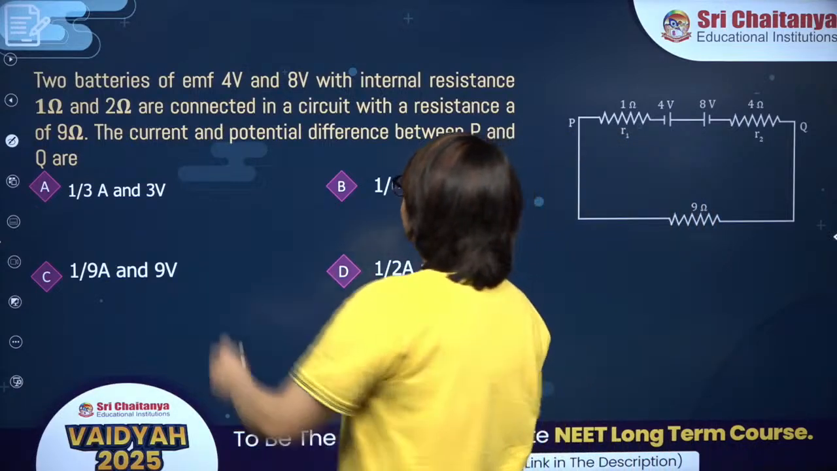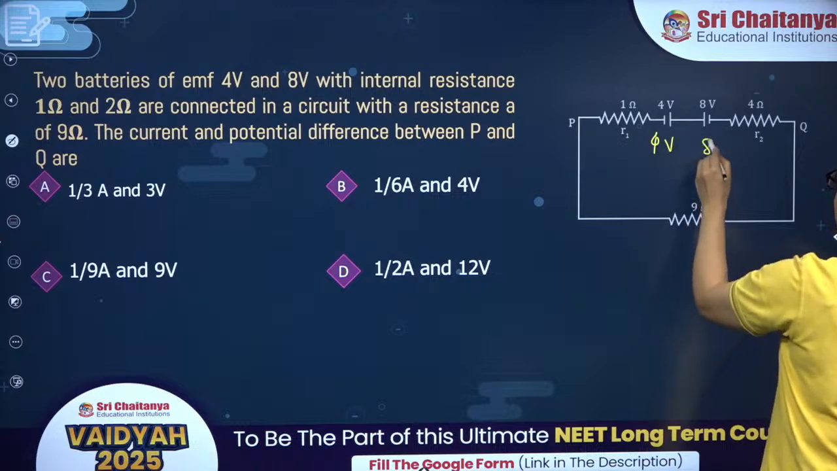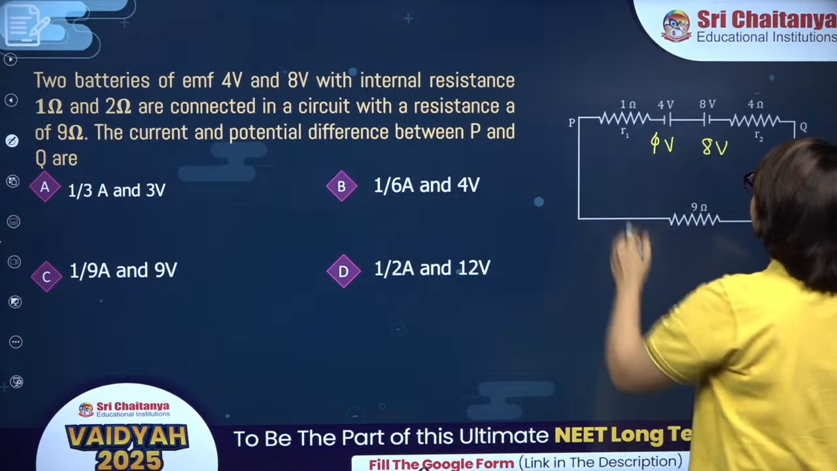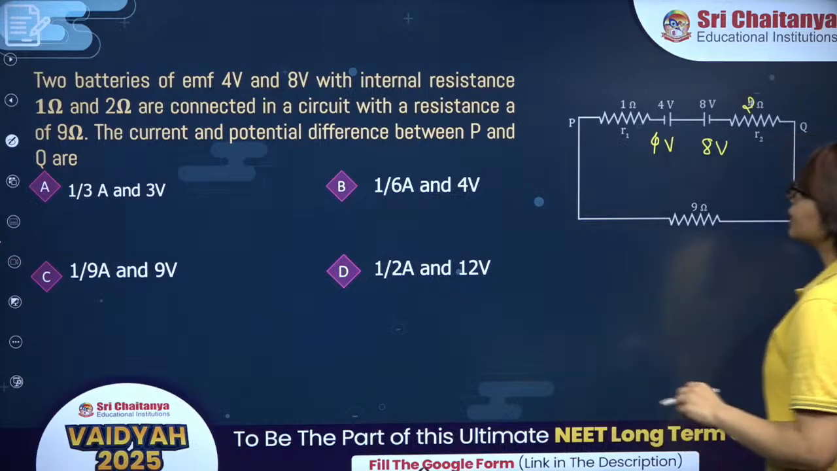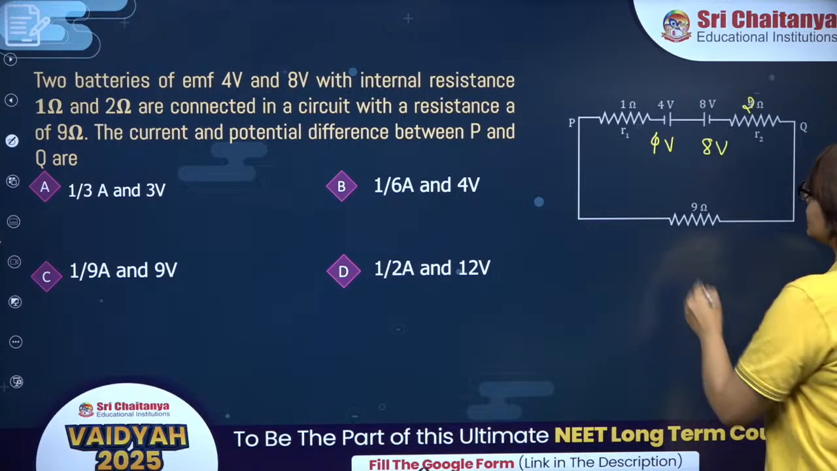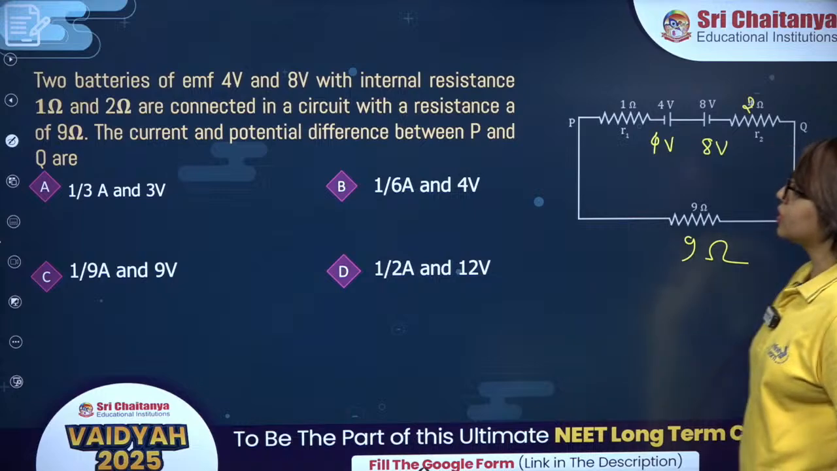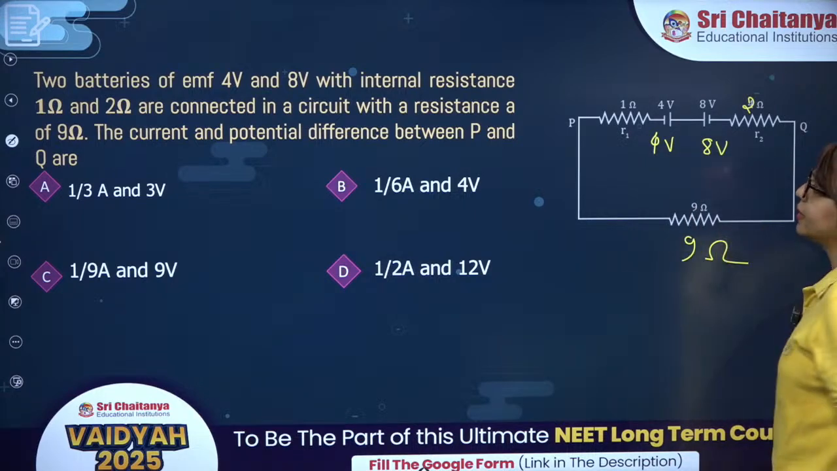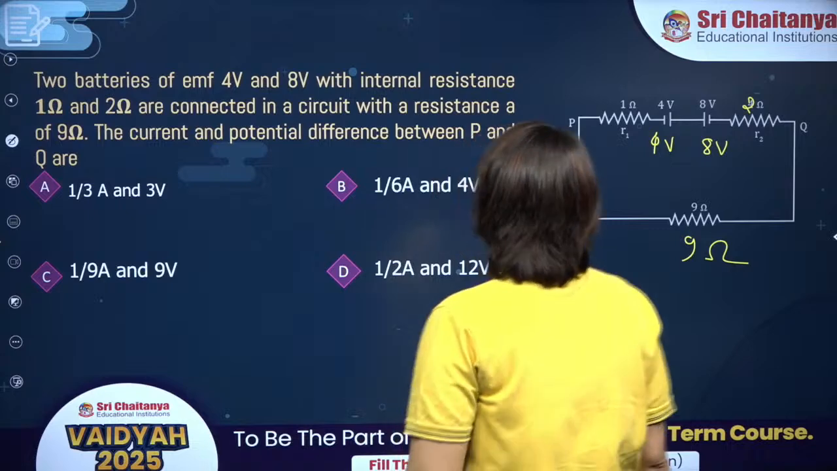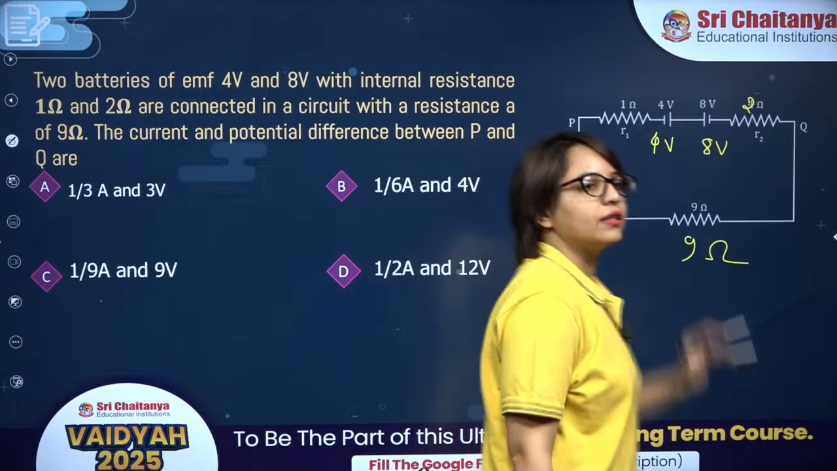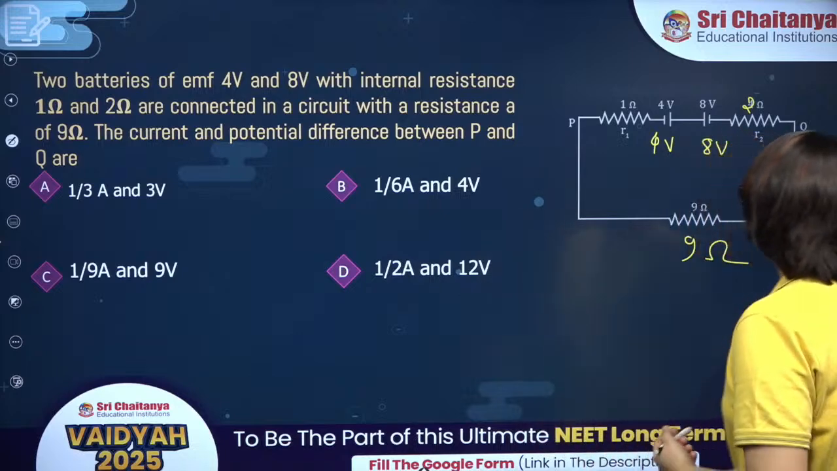We have two batteries of EMF 4 volt and 8 volt with internal resistance 1 ohm and 2 ohm, connected in a circuit with a resistance of 9 ohms. The current and potential difference between P and Q are? Try this one everyone. What is the current in the circuit as well as the potential difference between point P and Q? Try this one bacho.